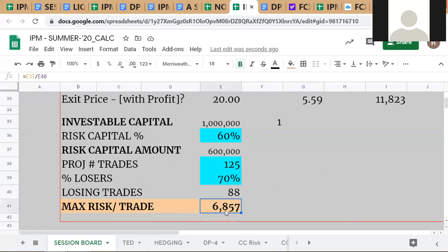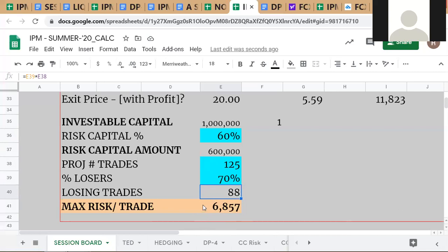Maximum number of trades comes because here we are assuming that all my losing trades, 88 losing trades, will come together. My first 88 will all be losing trades. If that happens and I don't lose more than this amount per trade, then I will not lose more than my 600K. So I don't wipe out more than my risk capital. My loss is equal to my maximum budgeted loss.